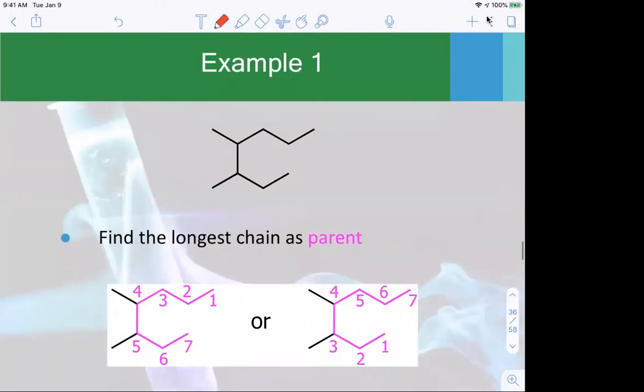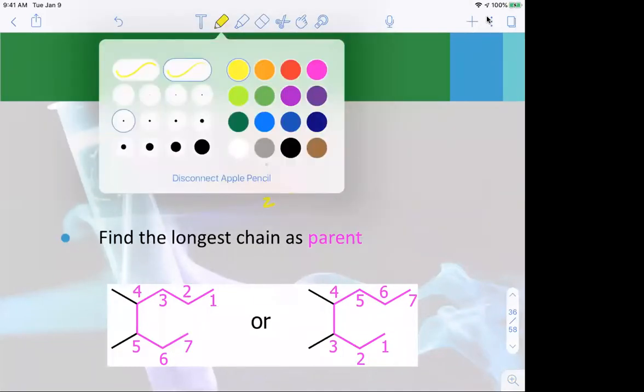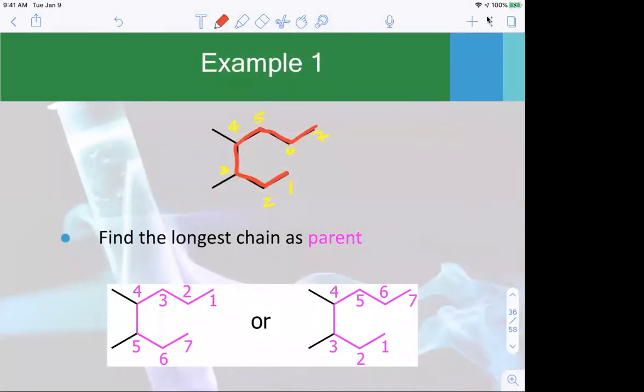All right, let's look at this one. Find the longest chain as the parent. Do I want to go from this direction, or do I want to go, do I want to number from left or from right? That's my longest carbon chain. So if I number, I could number it 1, 2, 3, 4, 5, 6, 7. Or if I number the other direction, I'm going to have 1, 2, 3, 4, 5, 6, 7.